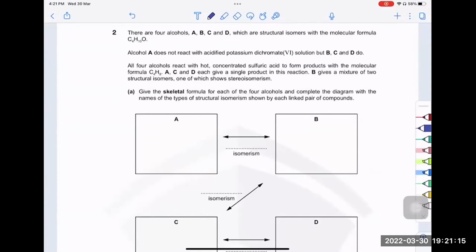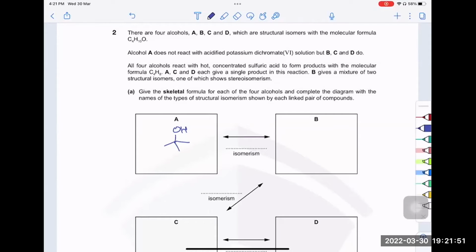There are 4 alcohols A, B, C, and D, which are structural isomers with a molecular formula C4H10O. Okay, so we have C4H10O, all of them alcohols. Alcohol A does not react with acidified potassium dichromate(VI). So that means alcohol A cannot be oxidized, which means alcohol A is tertiary. So that's simple. Just take this carbon and give it 1 OH and 3 more carbons. So there you go, C4H9OH. That is a tertiary carbon. So that must be A.